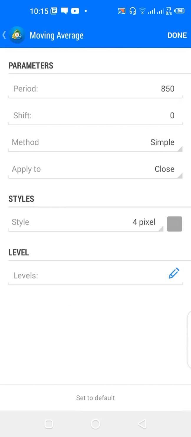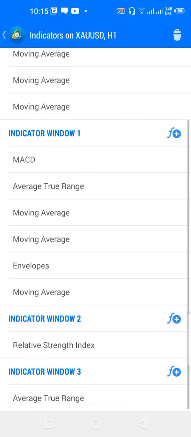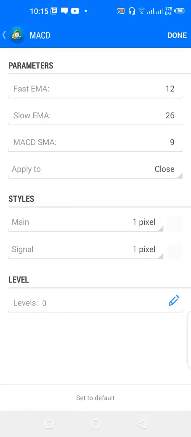And lastly, on the main chart, I have 850 period. Shift is 0. Method is simple. Apply to close. Color is gray. Now that's for the main chart. For indicator window 1, I have MACD. Fast EMA is 12. Slow EMA is 26. MACD SMA is 9. Apply to close.